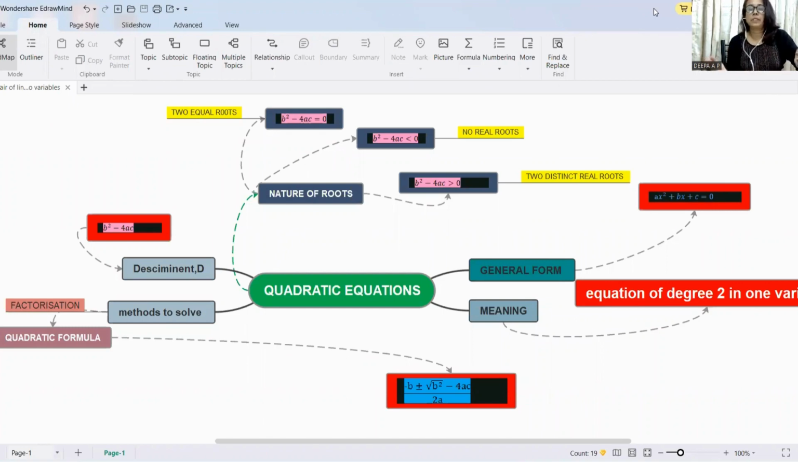Welcome. Today we'll study the quadratic equations, right? So quadratic equations, how we can solve the quadratic equations. That is the main concept in this chapter, right? That is the main concept.